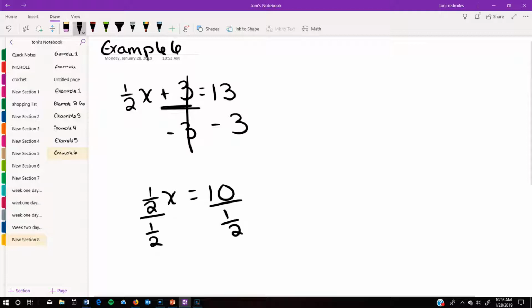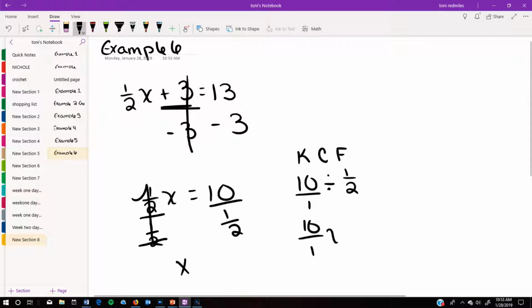I'll show you why. Anything over itself is a 1. So I got my 1 here. Let's rewrite this because it looks ugly. 10 is being divided by 1/2. Now I know that when I divide my fractions, it uses keep, change, flip. So I keep the first one, throw a 1 underneath the whole number, makes it a fraction. So I keep this first one, I change division to multiplication, I flip the second fraction. Now that it's multiplication, I can just multiply through.